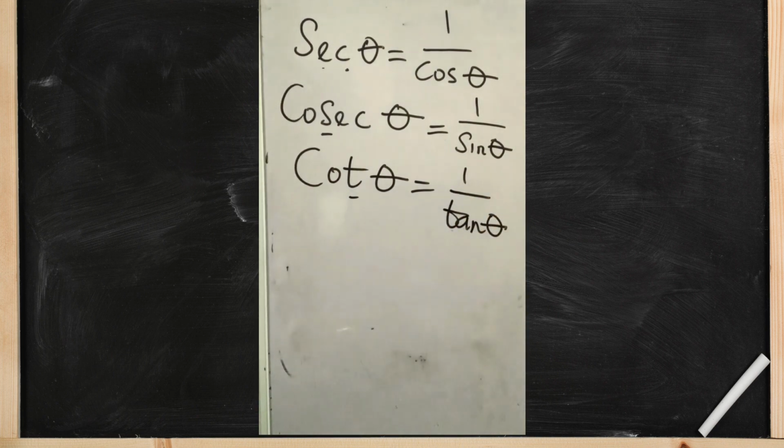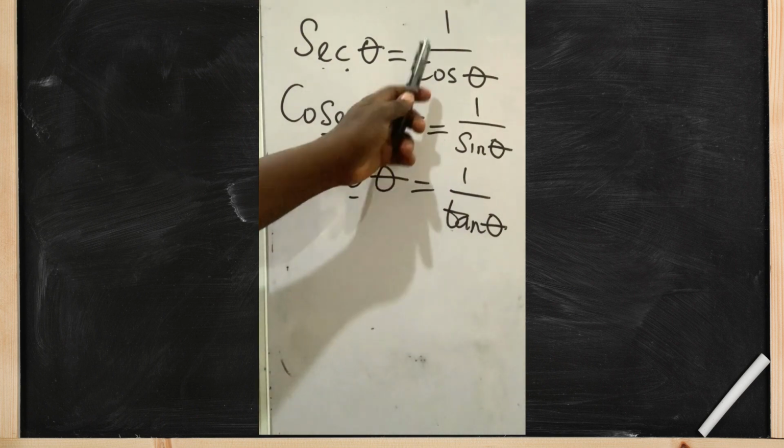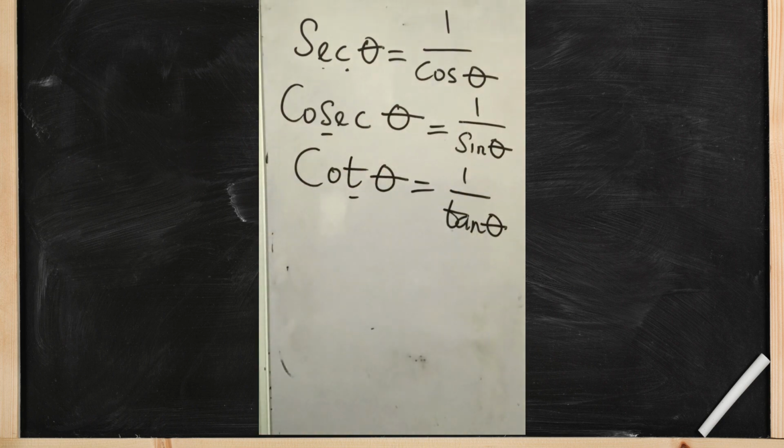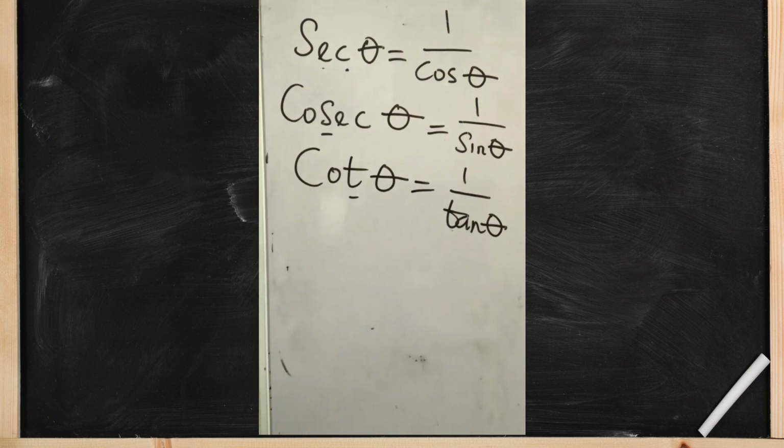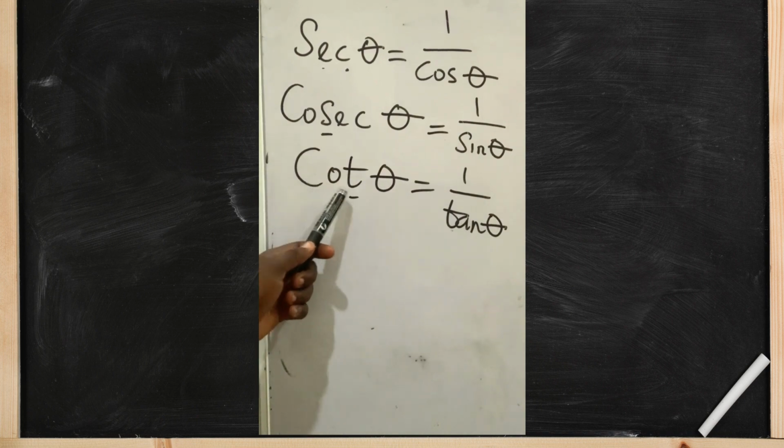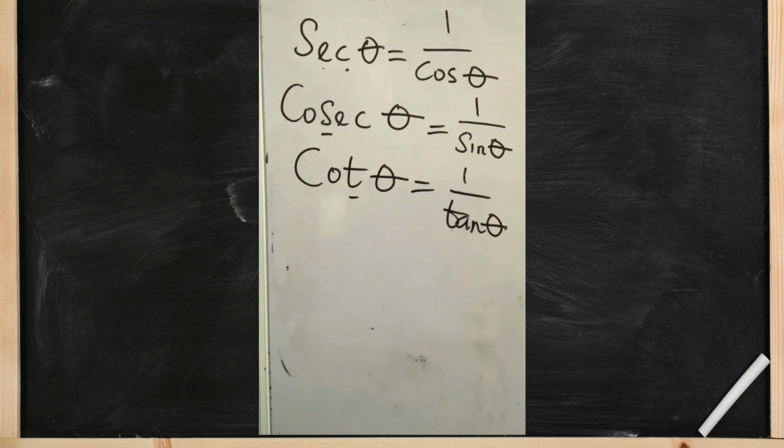So with this, you don't need to cram anything. You already know your SOHCAHTOA. You already know your Pythagoras theorem. And you know the inverse of each of these. Sec theta, 1, 2, 3, that's 1 over cos theta. Cosec theta, 1, 2, 3, that's 1 over sine theta. Cot theta, 1, 2, 3, that's 1 over tan theta. And with that, you're fine.